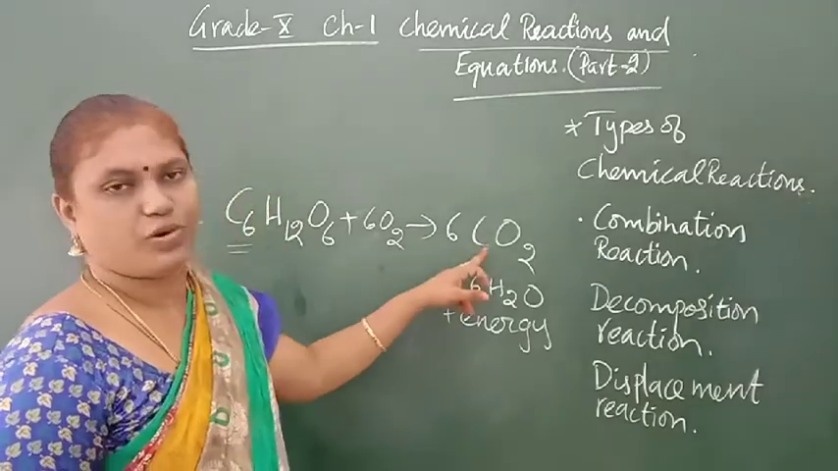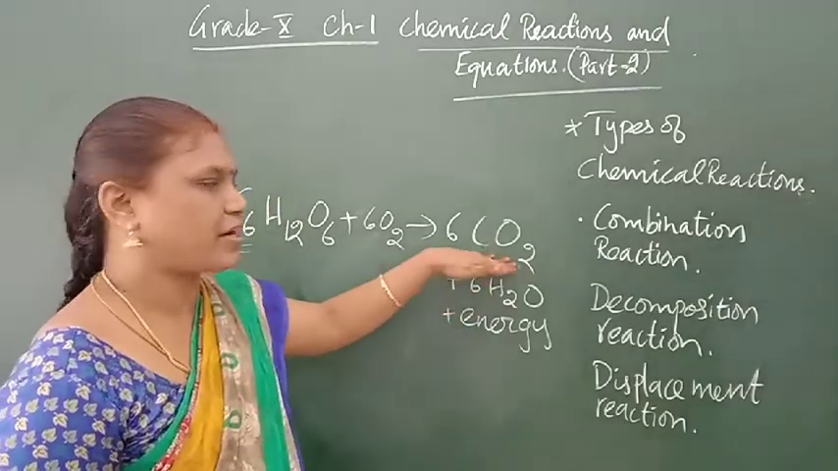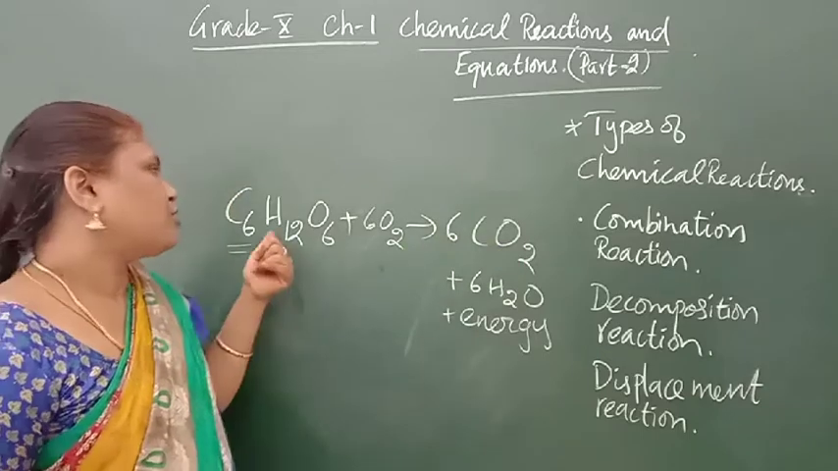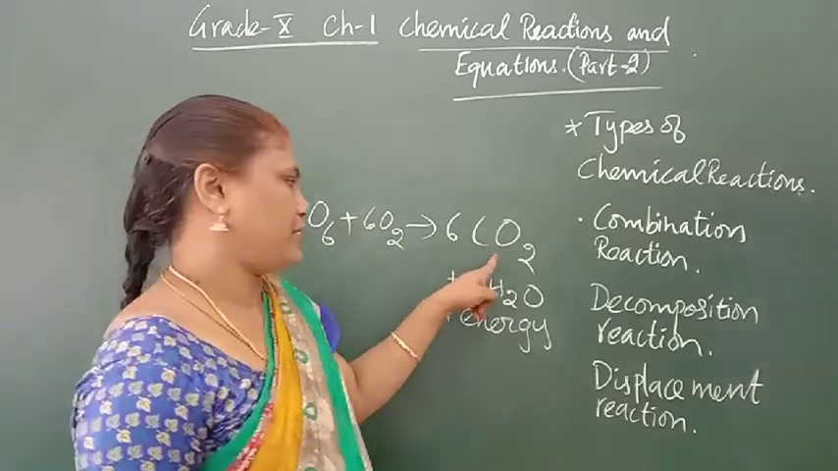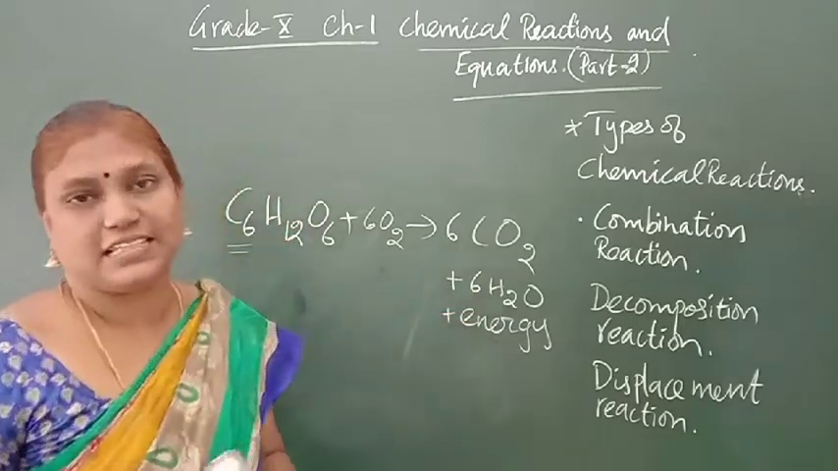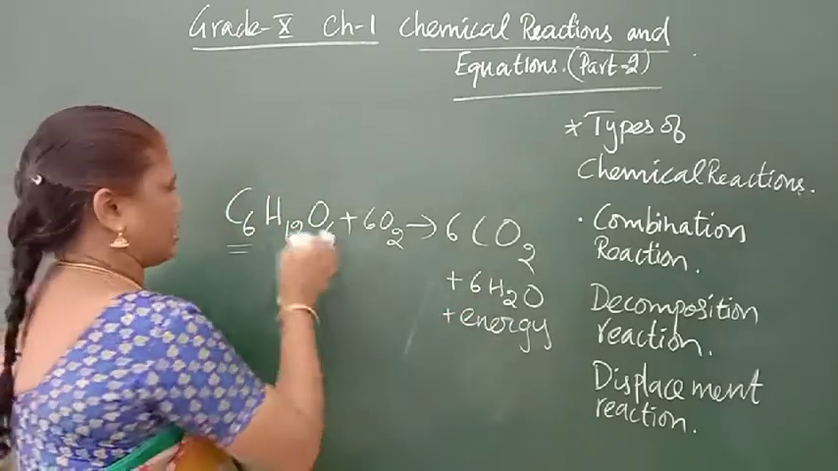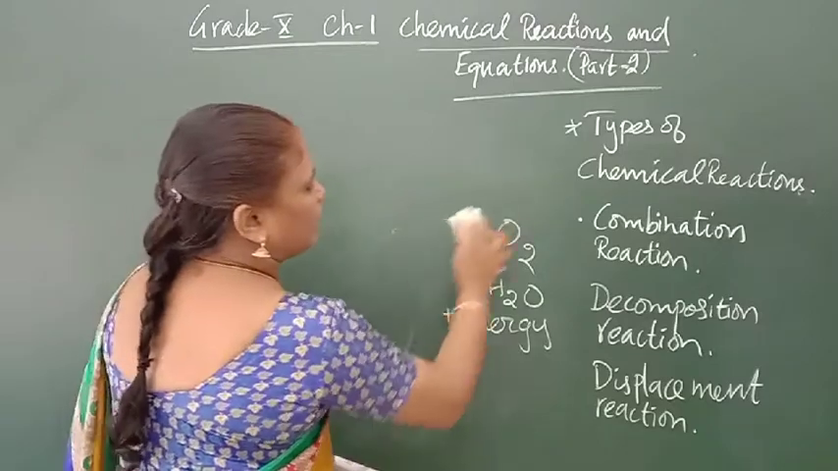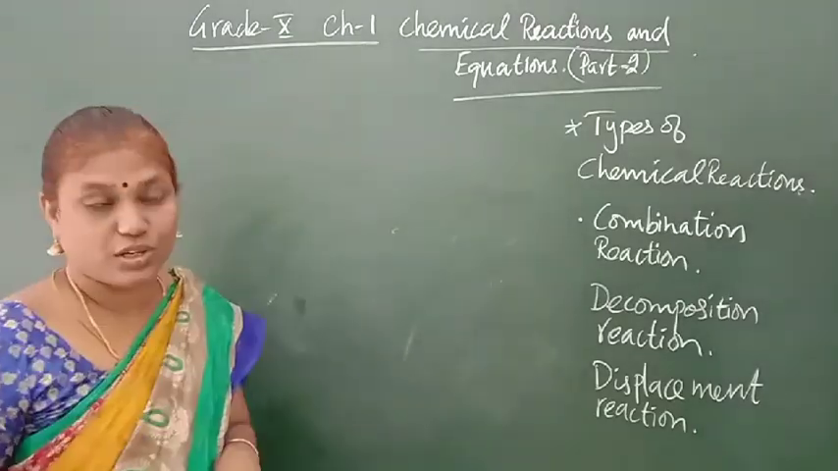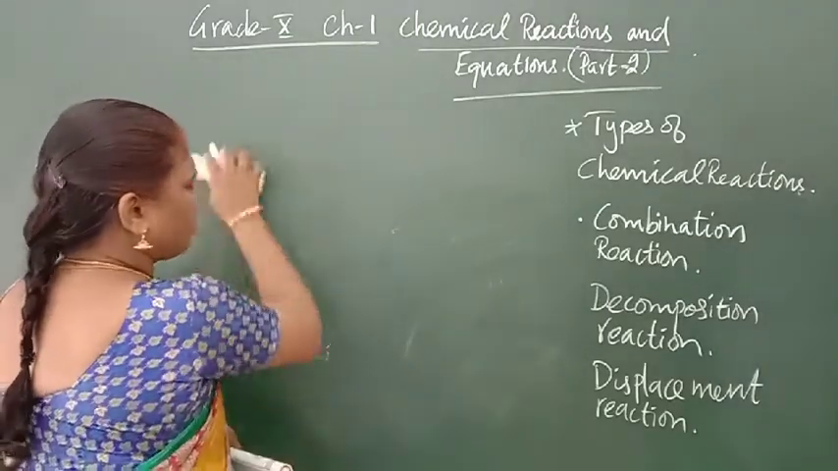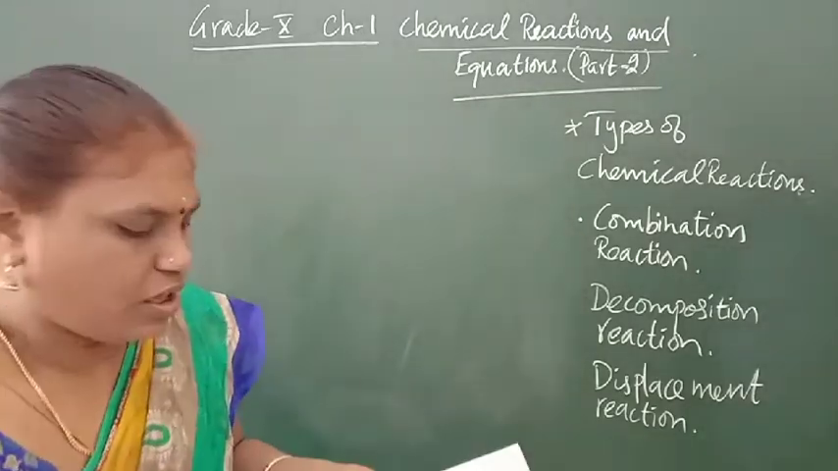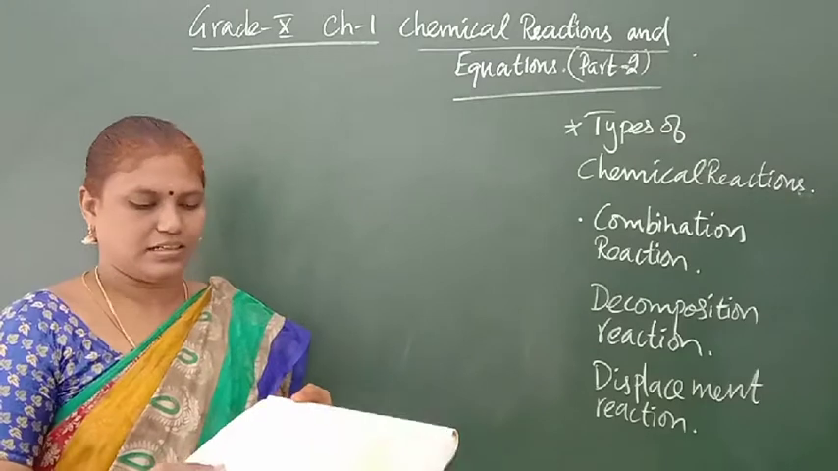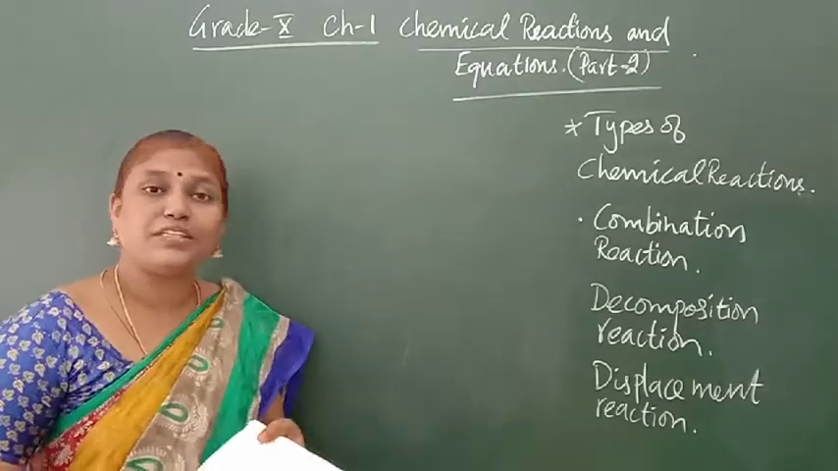Sometimes more than one product comes, but the major product is carbon dioxide. So when glucose reacts with oxygen, it gives carbon dioxide, water and energy. It is converted into energy. So these all are exothermic. These all are examples of combination reactions. The only exception given is vegetable matter.